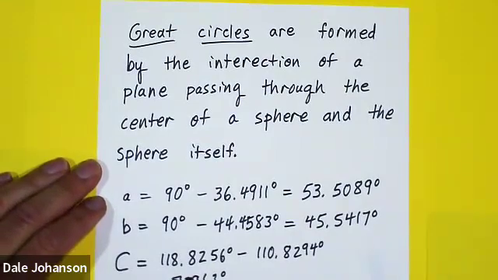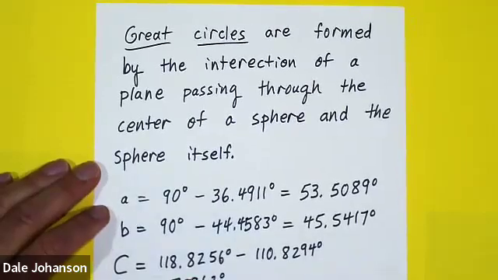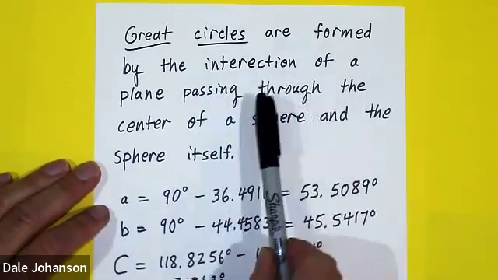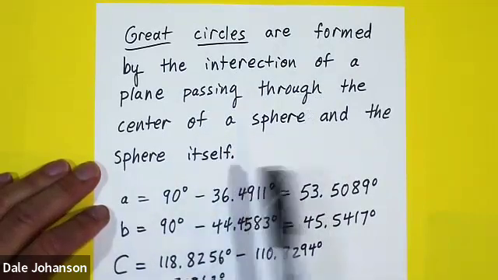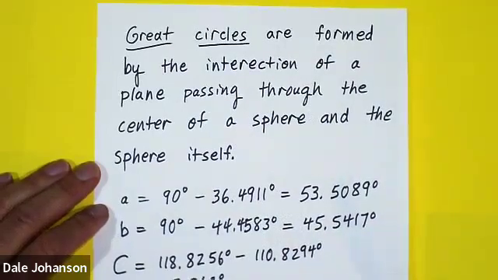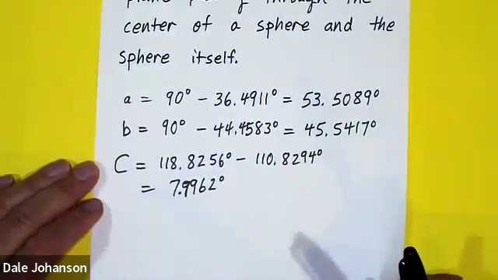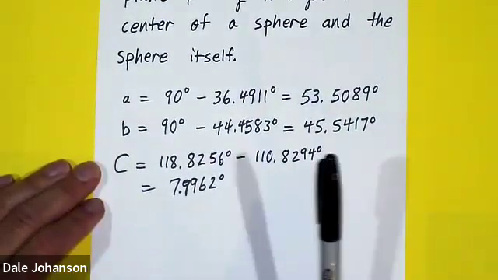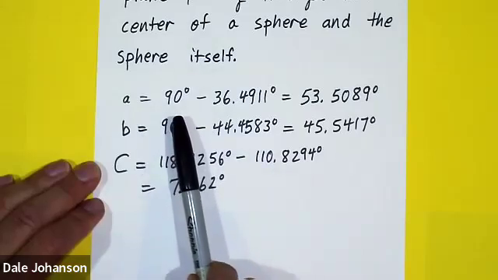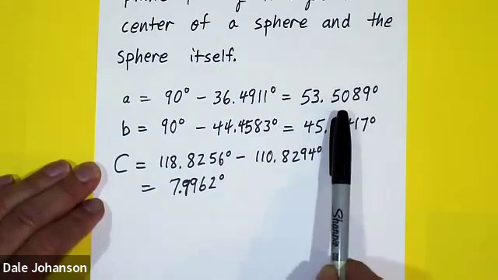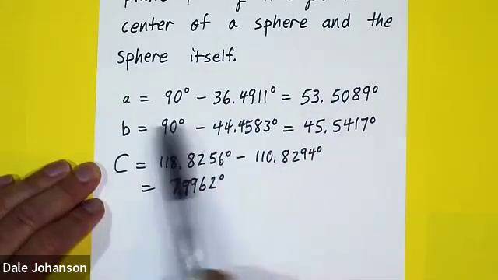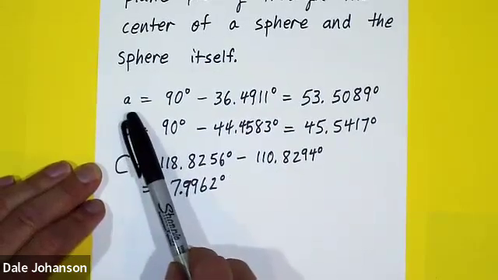You can also take a look at graphing these using things like Desmos or GeoGebra, graph circles and spheres and see how they intersect. So again, great circles are formed by the intersection of a plane passing through the center of a sphere, it has to pass through the center of the sphere, and the sphere itself. So let's go ahead and find those angles A, B, and C. Notice again the lowercase and the uppercase distinction here. To find out what A is, we take 90 degrees, we subtract its latitude, which is 36.4911 degrees, and we get this. That is the measure in degrees of side A, which again is opposite angle A, capital A.